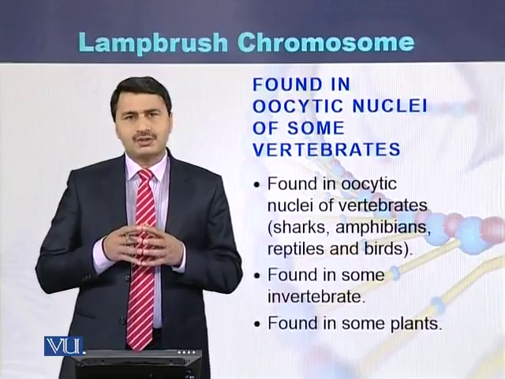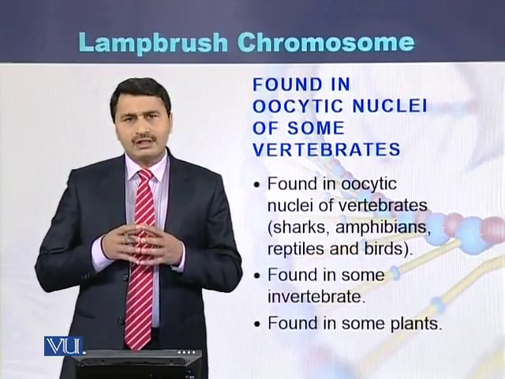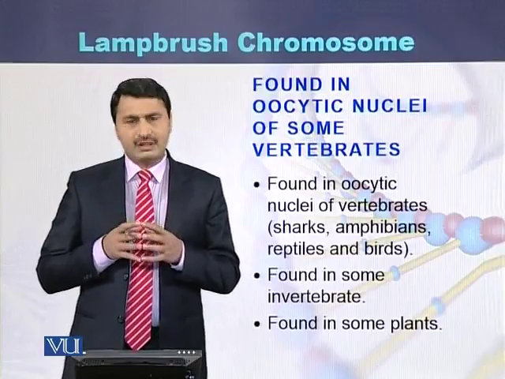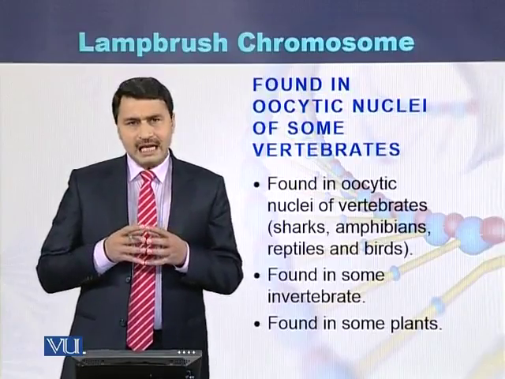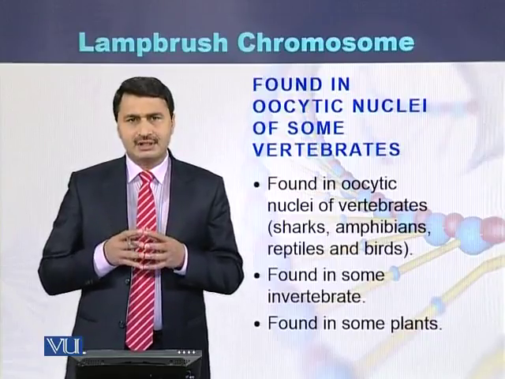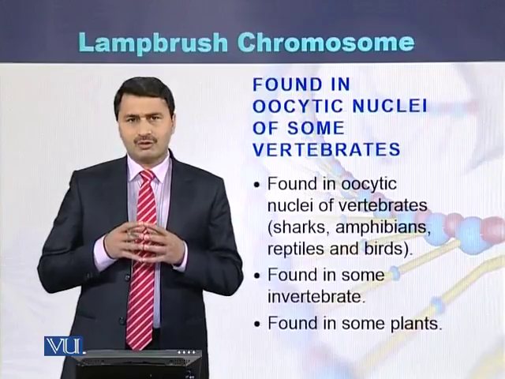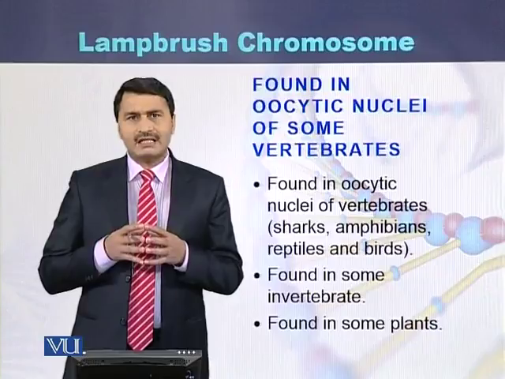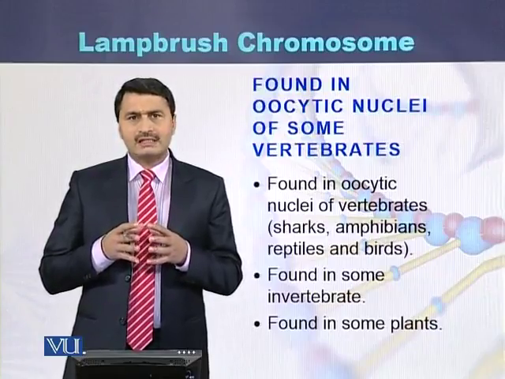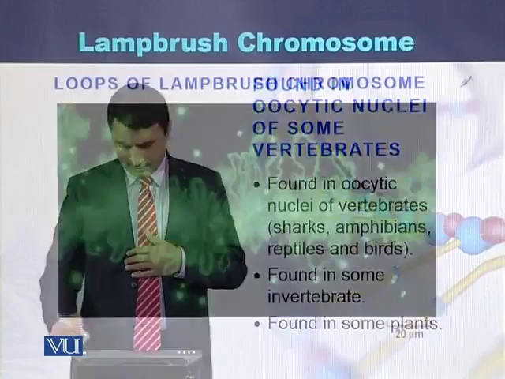These chromosomes are found in the oocytic nuclei of some of the vertebrates like amphibians, sharks, and reptiles. These types of chromosomes are also found in some of the invertebrates, as well as in some of the plants.